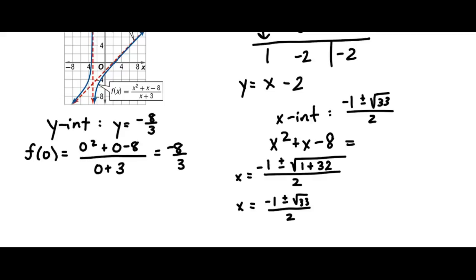So we can say -1 plus or minus square root of 33 over 2, and we have one y-intercept as shown in the graph. It crosses at about -8/3, and then here are my two x-intercepts that we discovered using the quadratic formula.